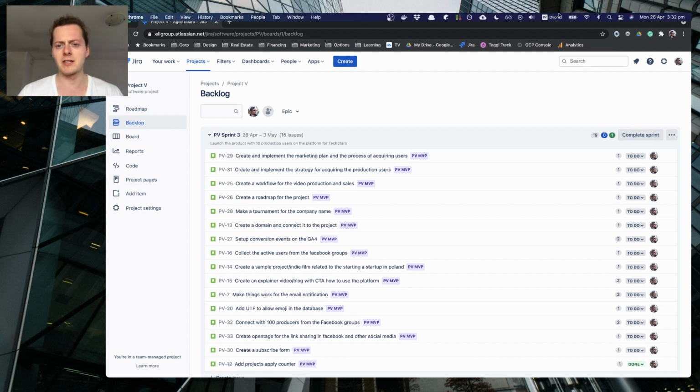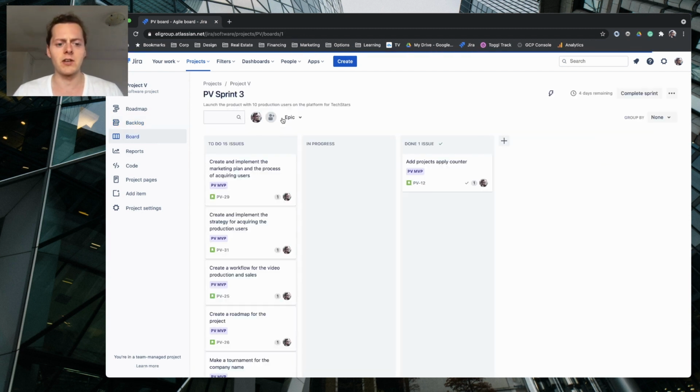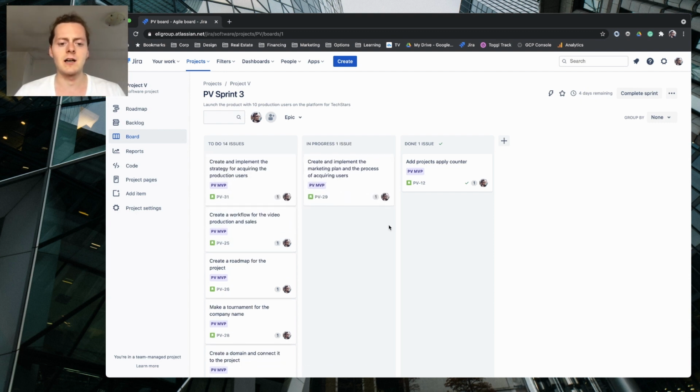I've got limited time, but I know what I'm capable of, and I believe in myself that I'm gonna nail it. So let's go to the Kanban board and let's pick. All of the tasks are already sorted in terms of what's the priority of them. And the first task is to create and implement the marketing plan and the process of acquiring users.